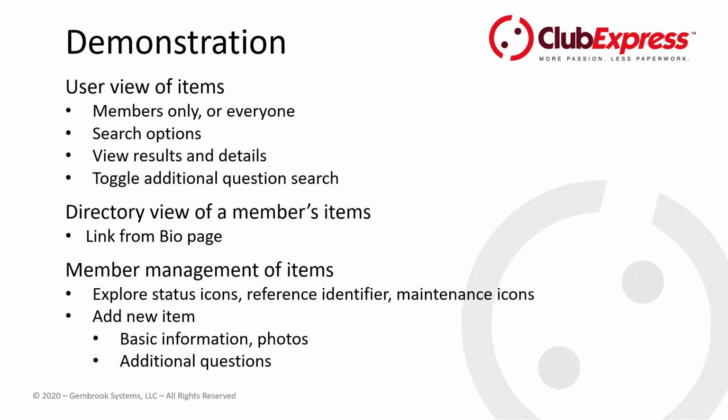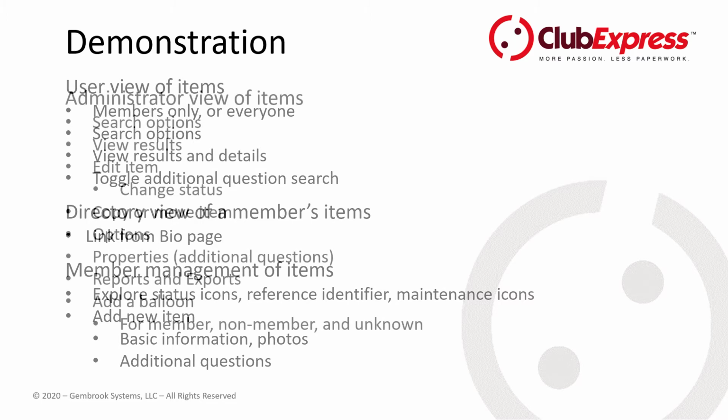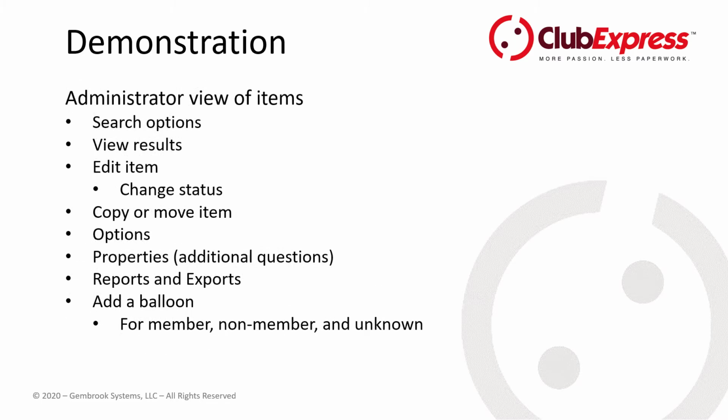Then we'll add a new item and look at the basic information and photos and look at additional questions. And then we'll wrap it up by looking at the administrator view of items and look at their search options. We'll view results. We'll edit an item, maybe change its status to decline an item.